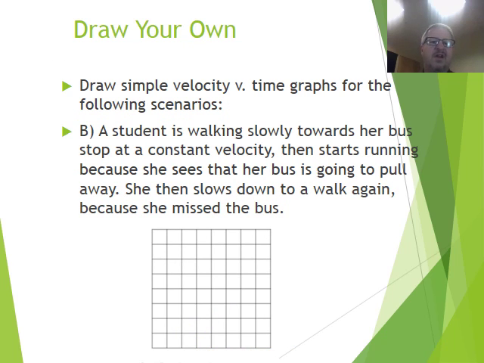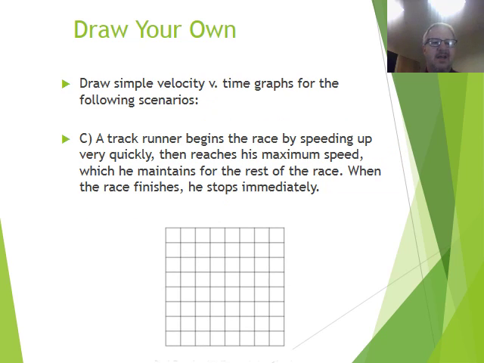Now the next one you're going to do on your own. I'm not going to do this one for you. This one says a student is walking slowly towards her bus stop at a constant velocity. Then she starts running because she sees the bus is about to pull away, and then she slows down to a walk again because she missed the bus. She couldn't catch it. So you're going to draw that out on this graph, and then the last one is going to be scenario C.